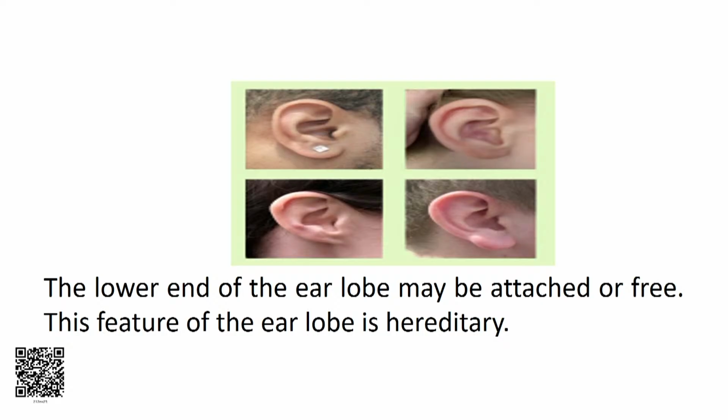You can perform an activity to find variation in human beings. Take the example of earlobes. Check your earlobes and those of your friends and family members too. What do you find? The lower end of the earlobe may be attached or free. This feature of the earlobe is hereditary. You can observe the earlobes of your parents and your siblings, brother and sister, and note from which of your parents you have inherited this feature.